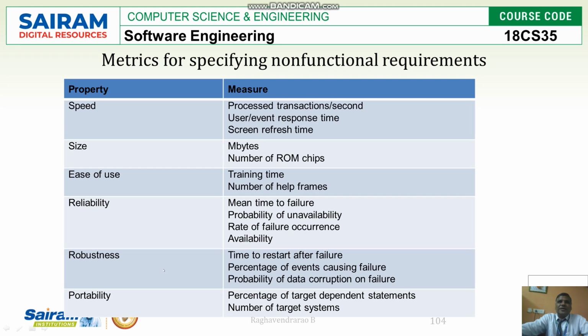Then the size of the system, that is the ROM size, the number of chips. It should be more than enough, and it should be in MB. Then ease of use: the training time, or the system time, or the help needed for that particular application. So it should be easy to use.